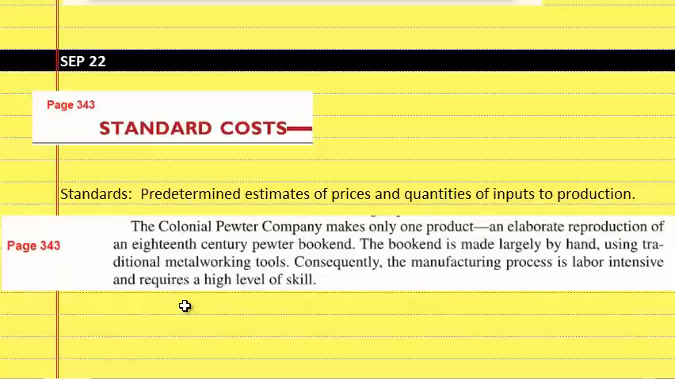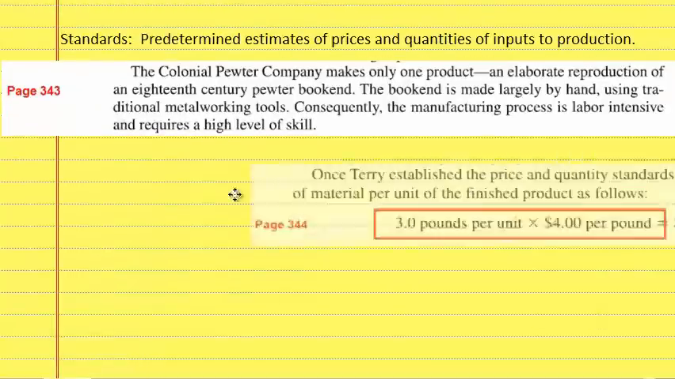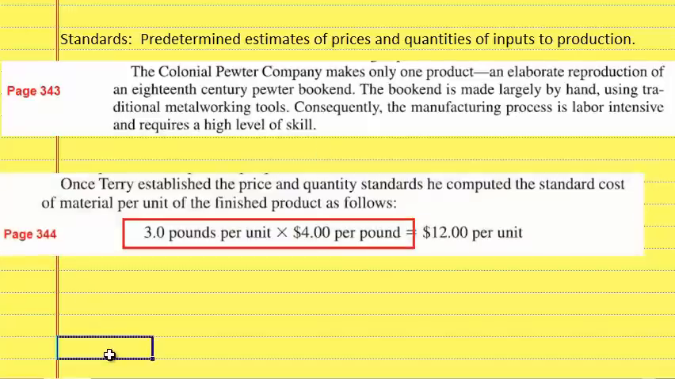On page 343, the Colonial Pewter Company makes only one product, an 18th century pewter bookend. So let's take a look at the material standards for that product. On page 344, the material standards for the pewter bookends are 3 pounds per unit, 3 pounds of pewter at $4 a pound. And now let's take a look at our structure for analyzing variances.